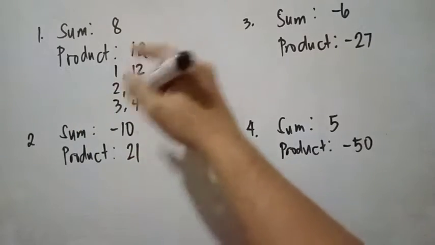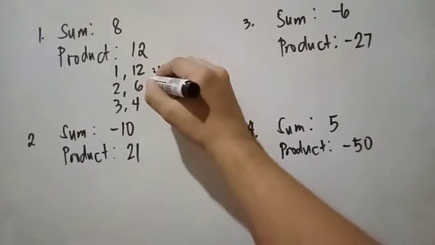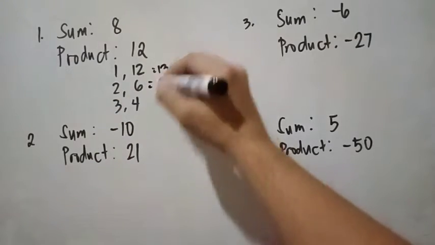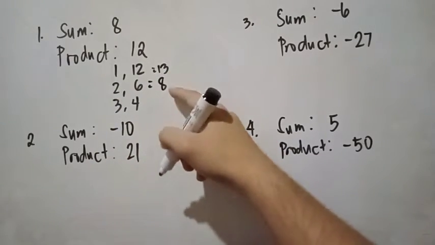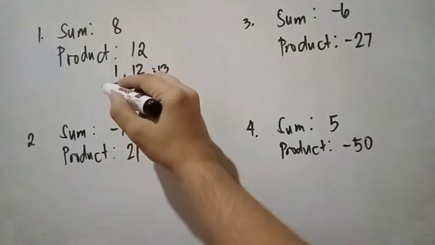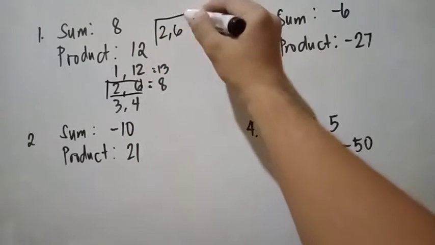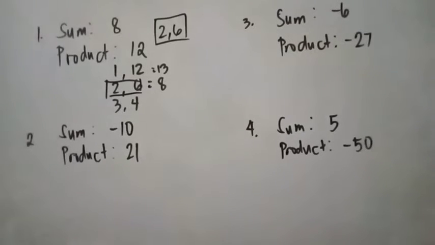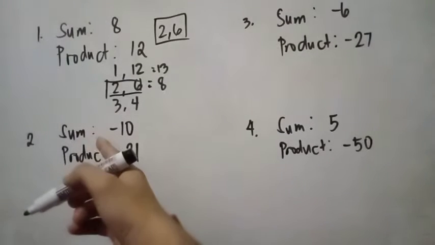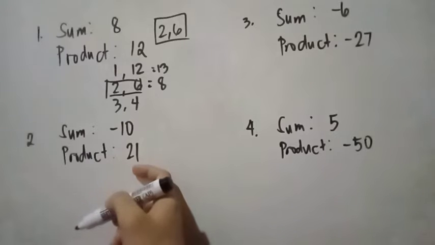So we have 1 plus 12, 13. It is not equal to 8, so let's continue. 2 plus 6 is 8. So it equals the given sum. And the two numbers we are looking for are 2 and 6. Next, number 2. Our sum is negative 10 while the product is 21.